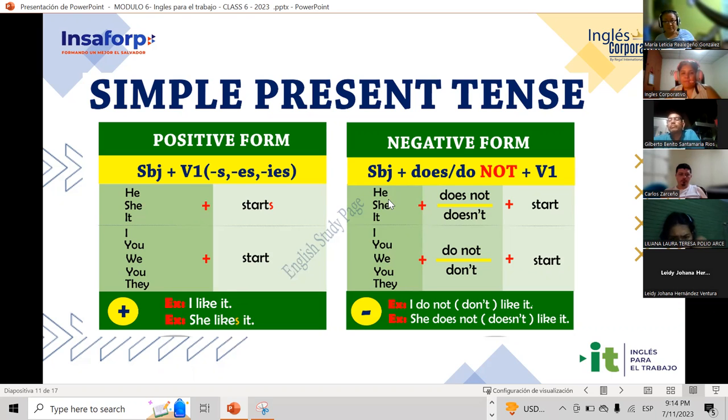Okay, negative form. He doesn't, she doesn't, or he does not. It could be both. Both of them are okay. So this is the normal way, and this is the abbreviated way. Then with the other subjects, I, you, we, you, they, we're going to use do not or don't. Example: I do not like it or I don't like it. She doesn't like it or she does not like it. Positive and negative form, that is positive sentences or negative sentences.